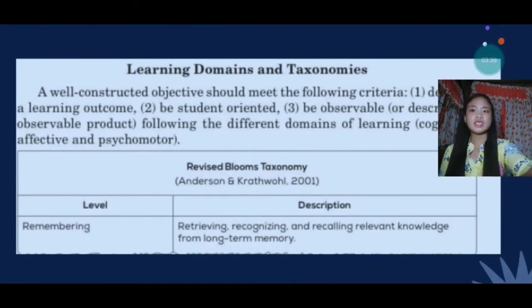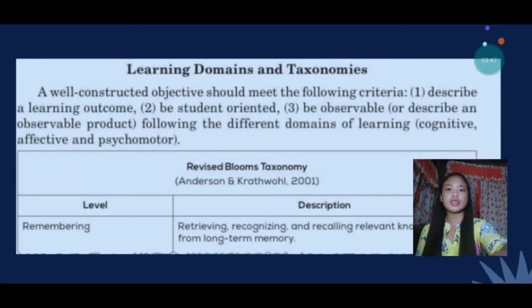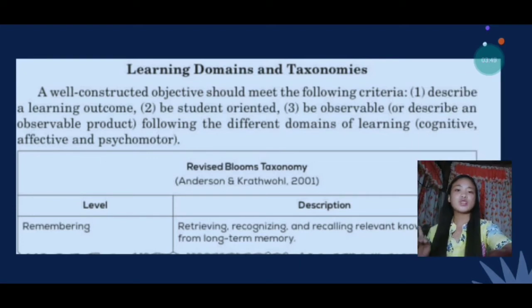The next is learning domains and taxonomies. A constructed objective should meet the following criteria. First, describe a learning outcome. Second, be student-oriented. Third, be observable or describe an observable product. These are the different domains of learning: cognitive, affective, and psychomotor.